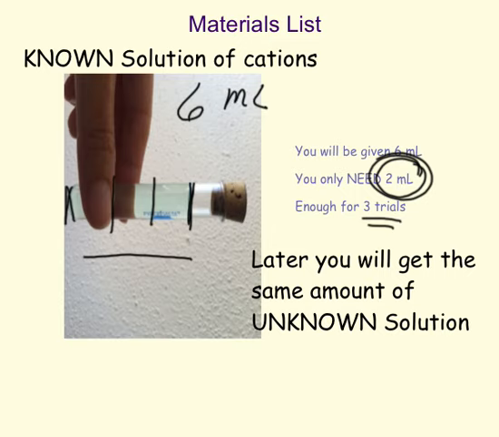And when you get to your unknown, you're going to be given the same amount. You'll start with your 6 milliliters again, but again, you'll only need to work with your 2 milliliters. So you can think of it as having extra there for a rainy day. So now when you go through this with your known solution, this is going to allow us to understand and make note of what each of these cations look like. So that's going to give us the experience we need for when we get our unknown.